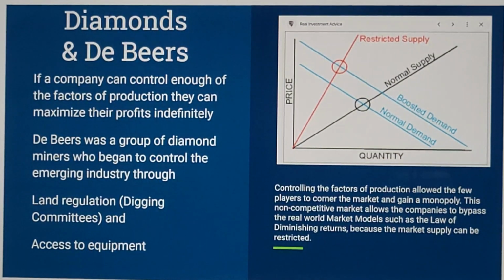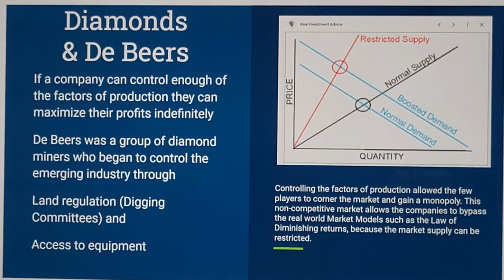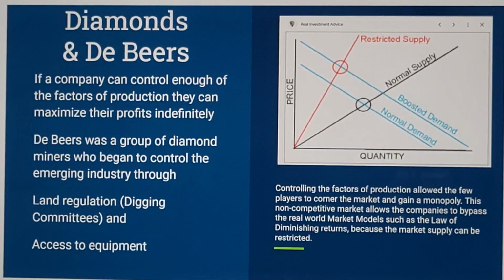In the diamond model, we use De Beers as an example. If a company can control enough of the factors of production, they can maximize their profits indefinitely. De Beers was a group of diamond miners who began to control the emerging industry through land regulation and access to equipment. Controlling the factors of production allowed the few players to corner the market and gain a monopoly. This non-competitive market allows the companies to bypass the real-world market models, such as the law of diminishing returns, because the market supply can be restricted.